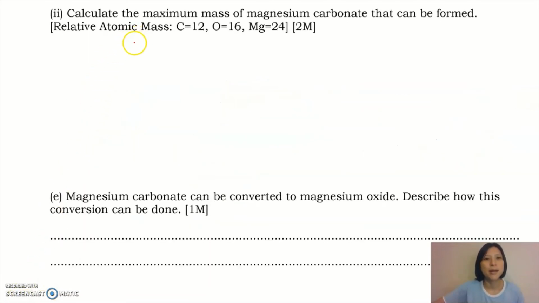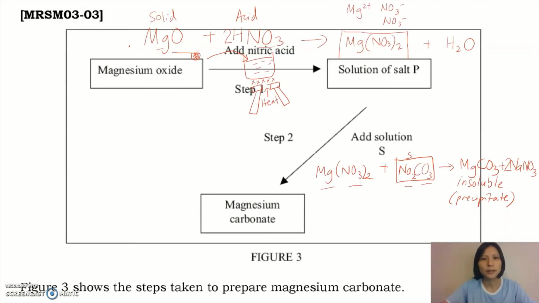Calculate the maximum mass of magnesium carbonate that can be formed. So we look back at the diagram. From magnesium nitrate, it will combine with a solution to become magnesium carbonate. So the question is asking, what is the maximum magnesium carbonate that can be formed.